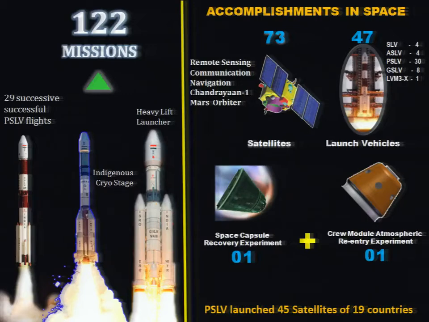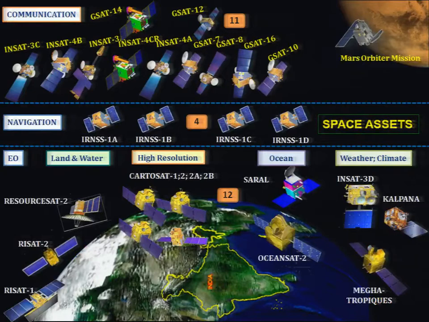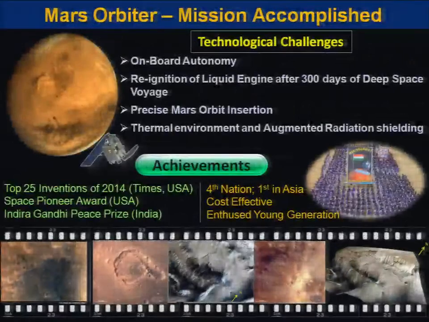Then we have the GSLV and the launch vehicle for Mark III, the GSLV next version. And we have the space recovery capsule and the crew module. And in this period, we have also launched about 45 satellites for 19 different countries. Today, we have a fleet of about 29 satellites: 11 communication satellites, 4 navigation satellites, and about 13 remote sensing satellites, and the Mars orbiter mission. All of them are providing information in various ways and establishing the capability of this country in providing the use of space infrastructure for various activities.